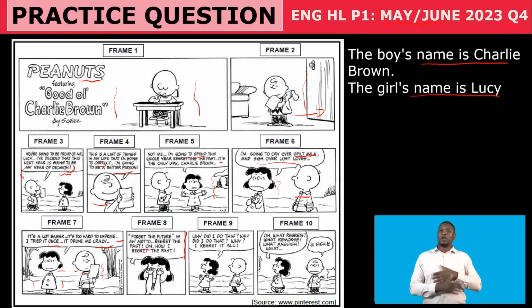There, of course, we have "oh" showing emotion a lot. We have another exclamation mark, and Lucy's hands are over her face, covering her eyes. Then in frame 9, "Why did I do this? Why did I do that? Why I regret it all." Lucy is being very dramatic, and poor Charlie Brown doesn't know what to do. In the final frame, "Oh, what regrets, what remorse, what anguish, what..." And we see Charlie Brown sighing. His mouth is downturned, he looks quite worried, and he throws away the list that he has created.